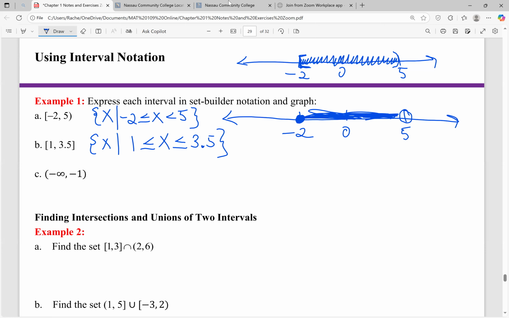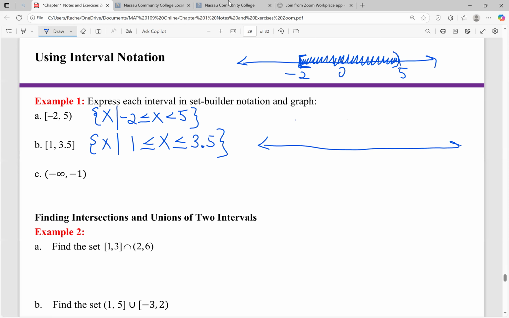And if we were to put this on a number line, so here's 0, here's 1, here's 3. Let's say this is 3.5. So we're going to go from 1 to 3.5 inclusive, and we're going to shade everything in between.